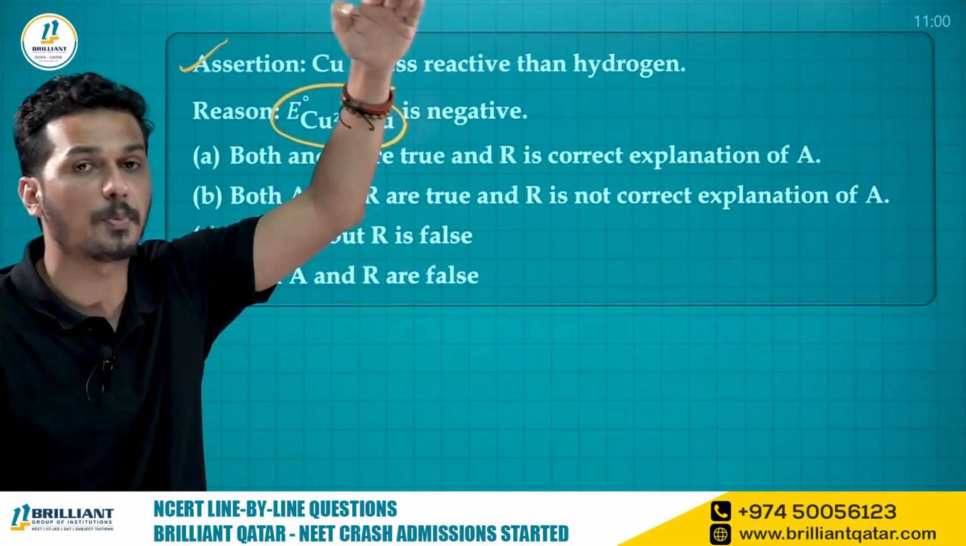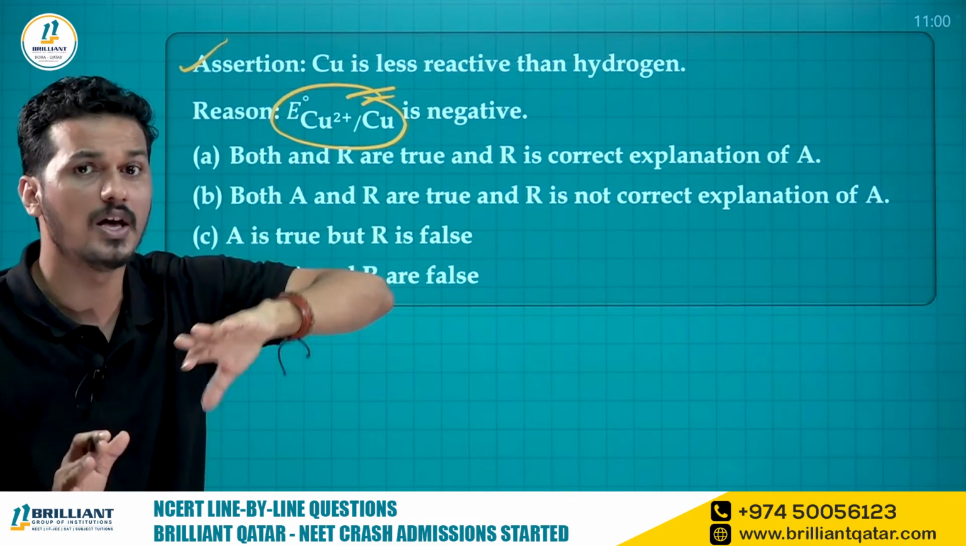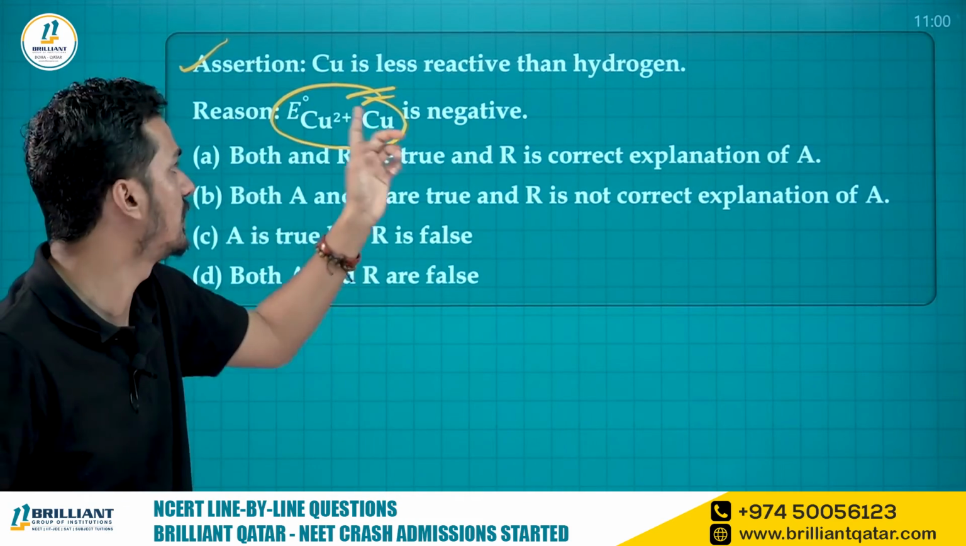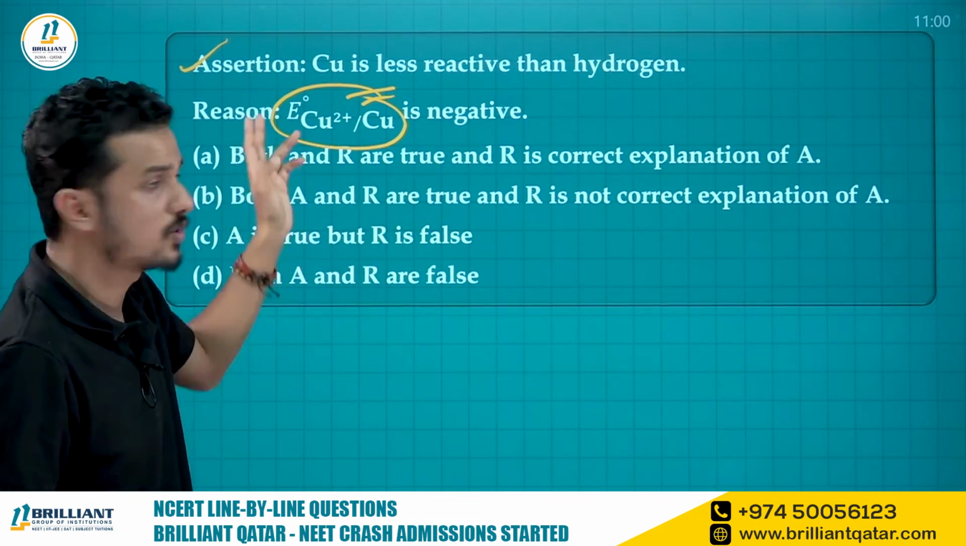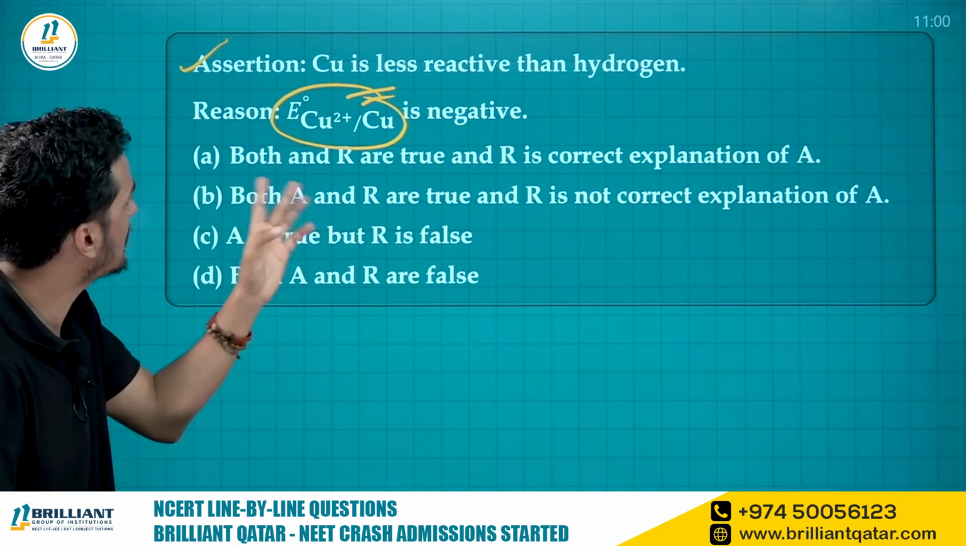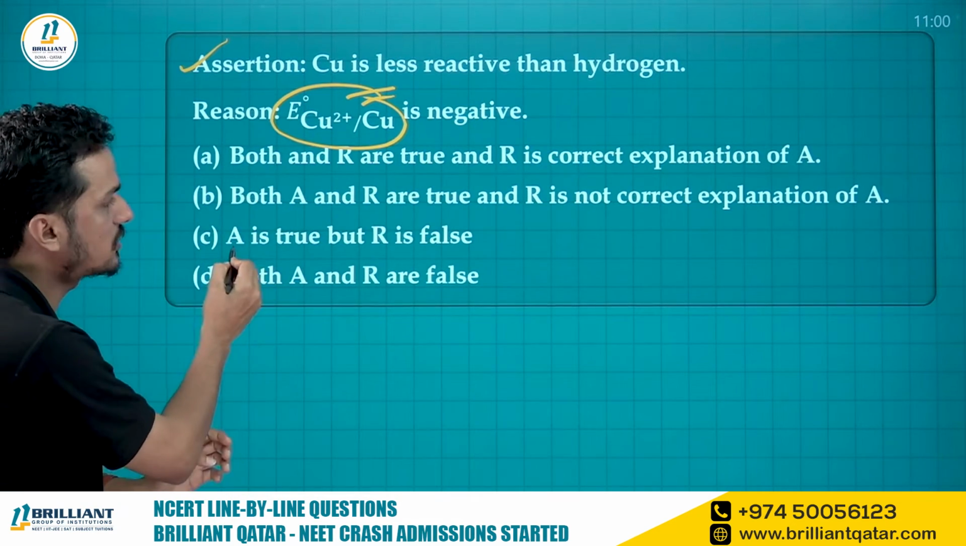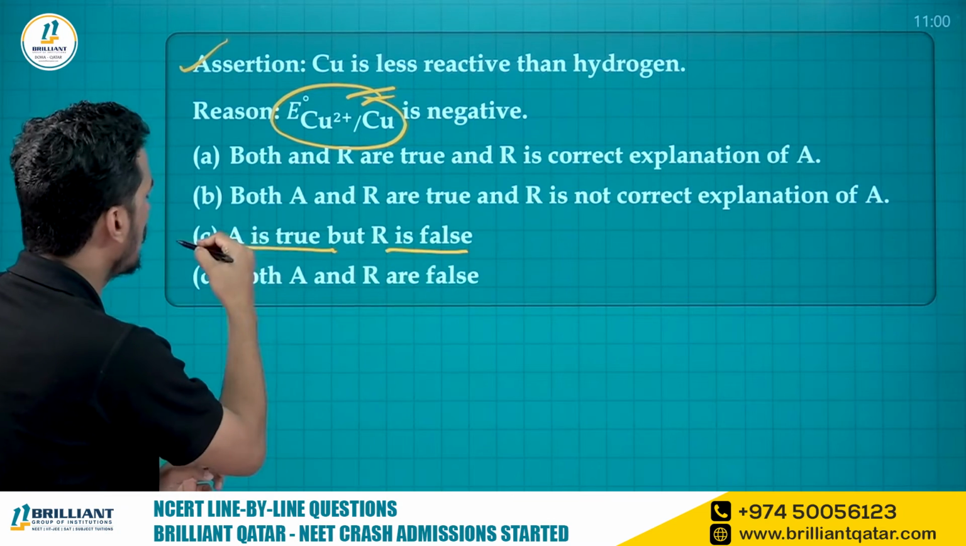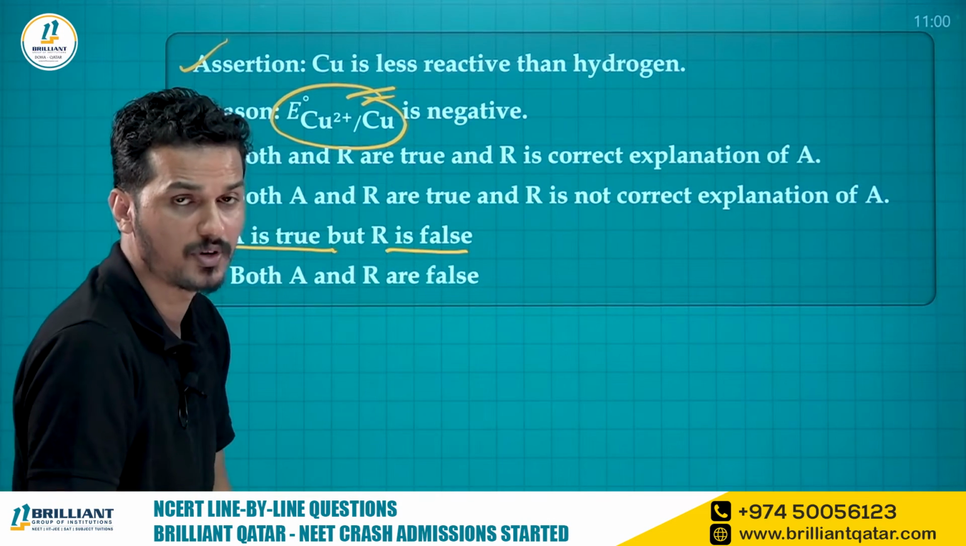Above hydrogen means it is a positive value only. No need to remember the value. So that is wrong. The assertion is correct, but the reason is wrong. So A is true but R is false. Option C is the correct one. Hope you guys got it.